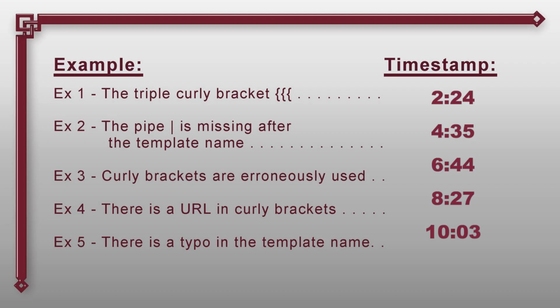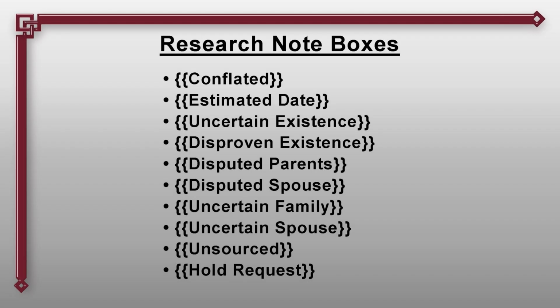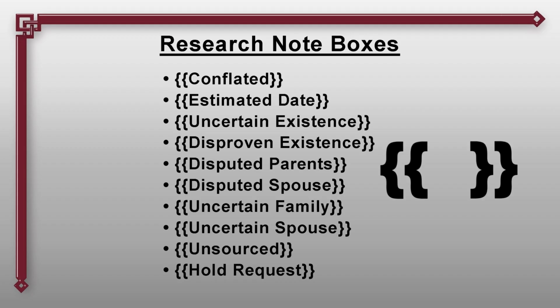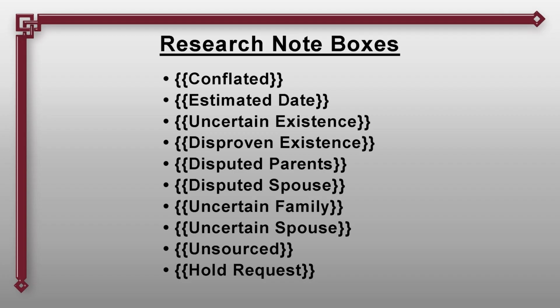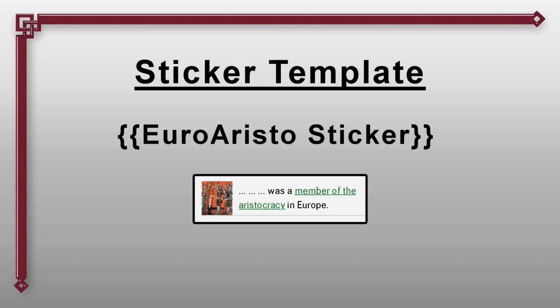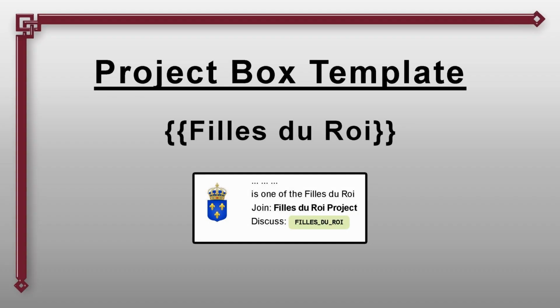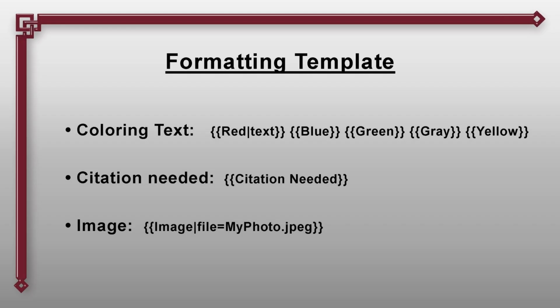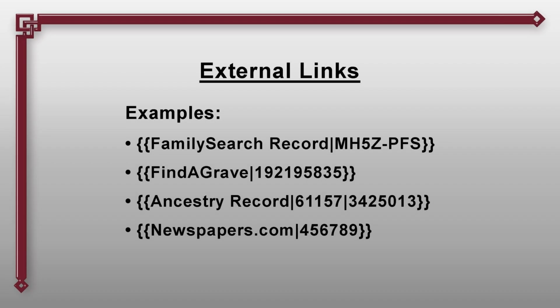Examples are given timestamps, so you can fast forward to any of your choosing. Templates are always noted by double curly brackets and are used for research note boxes, stickers, project boxes, formatting templates, and external links.